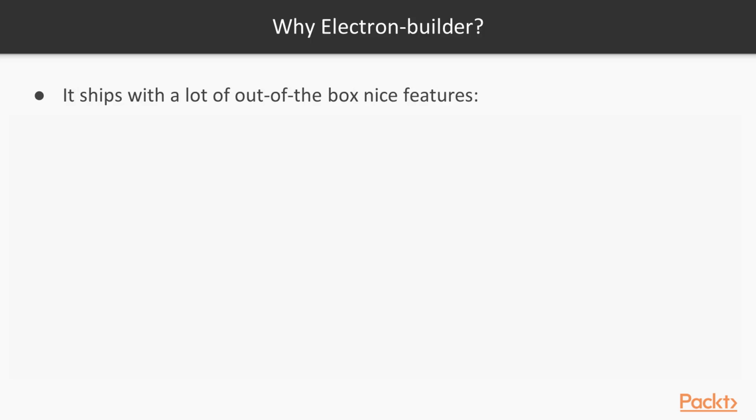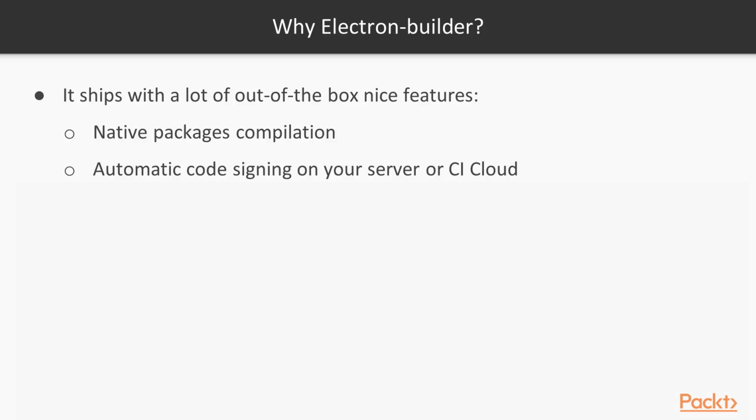And why use Electron Builder? It ships with a lot of out-of-the-box, elegant features and functionalities. First, it has a native package compilation process done automatically behind the scenes. Then there is automatic code signing on your server and CI tools. Auto updates come out of the box, so you can easily deploy your application with an auto-update-ready server.